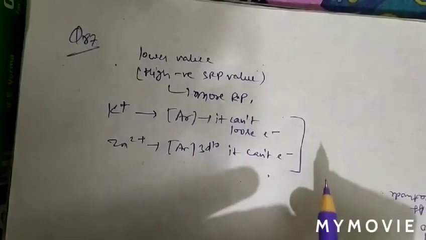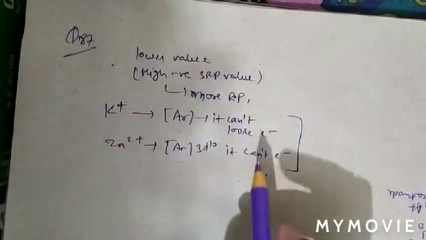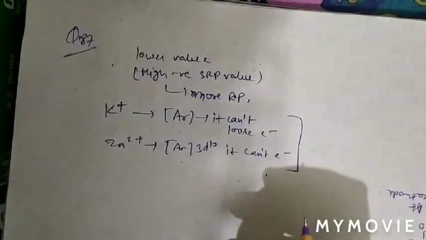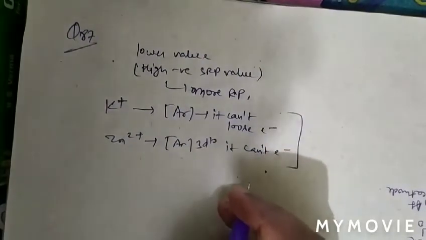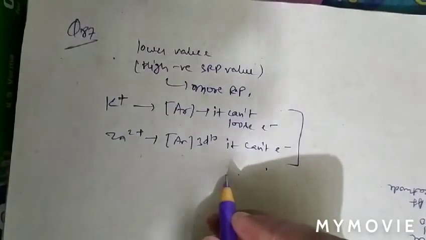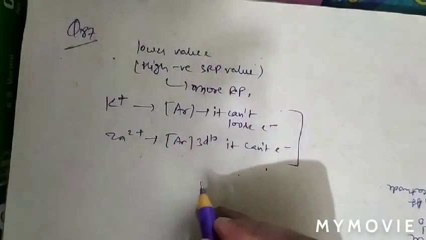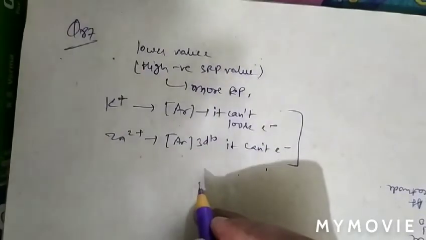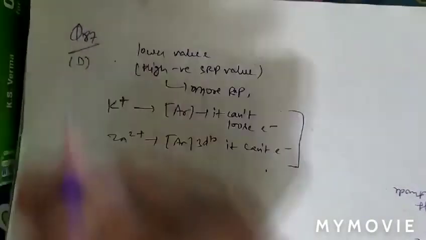They cannot be oxidized because they have a completely filled electronic configuration. While we can see that iron and copper, iron has the more negative value. So a smaller value means a stronger reducing agent. So B and C are eliminated. Out of copper and iron, iron has the least value, therefore iron is the strongest reducing agent. So question number 87, option D is correct.